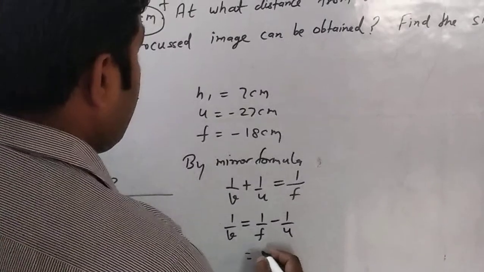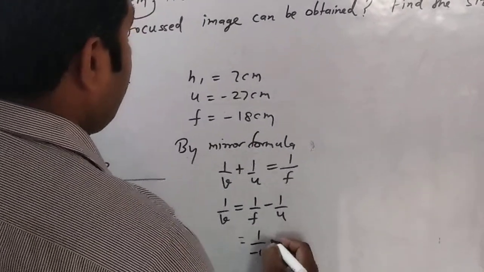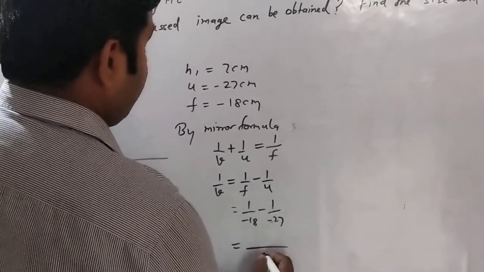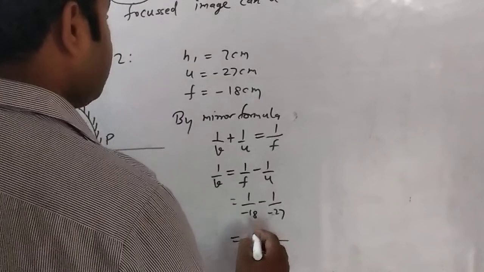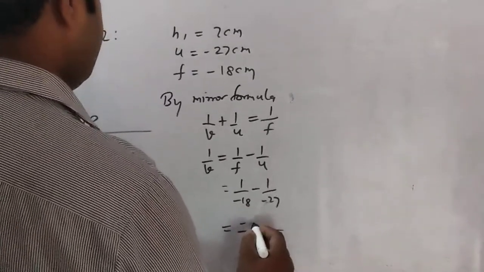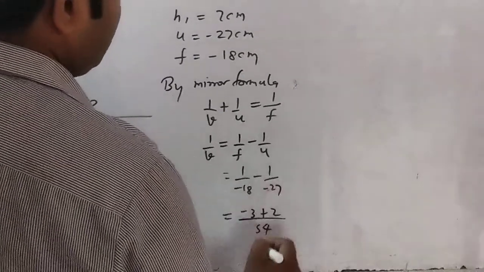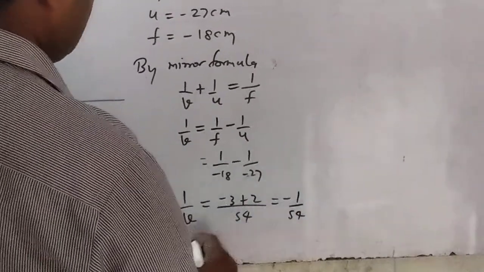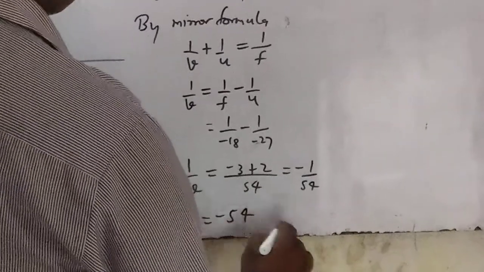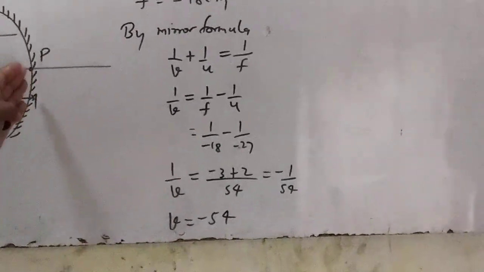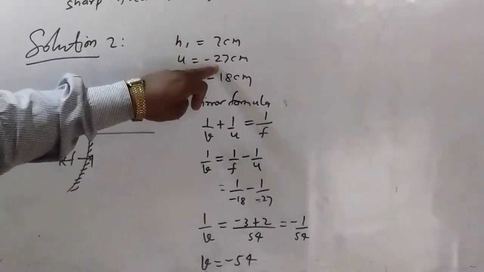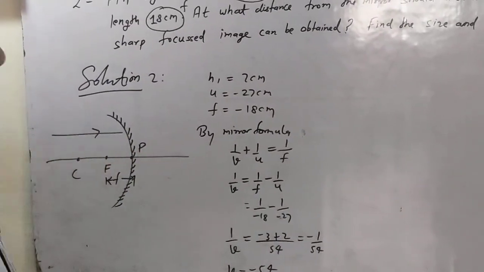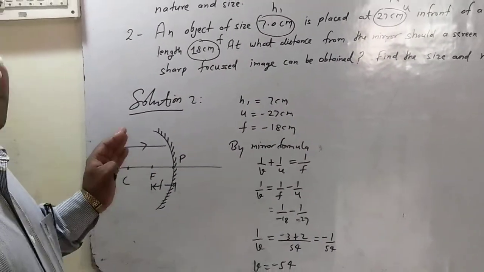F value 1 upon minus 18 and minus object distance 1 upon minus 27, and 18, 27 LCM 54, and here minus 3 and plus, minus minus plus. So 1 upon v is equal to what? Minus 1 upon 54. v is equal to minus 54. Minus sign means what? The object distance is minus here, and the image also here obtaining minus means the image will be in the same direction as the direction of the object.